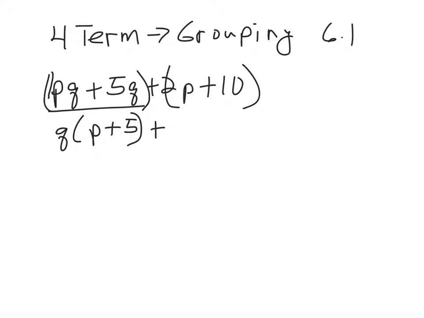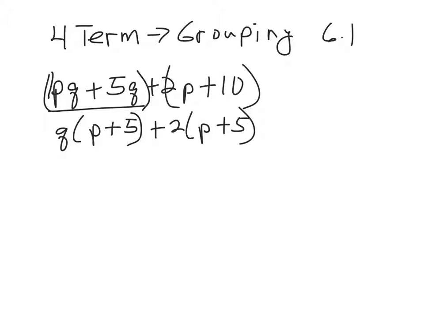Now I'll go to the second. Now I'm not worried at all what's in the first 2. They're done. I'm just looking at the second 2, 2P and 10. I'm asking what can I factor out of that? We can take a 2 out. 2 factored out of 2P leaves P. 2 factored out of 10 leaves 5.